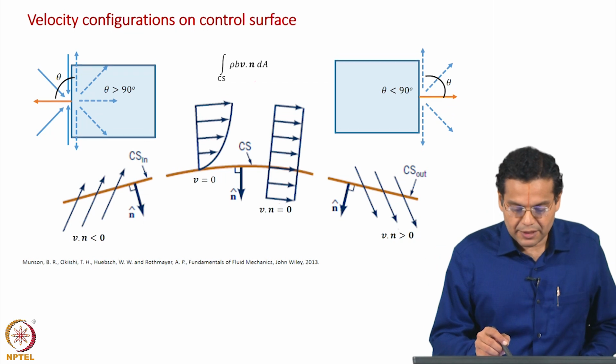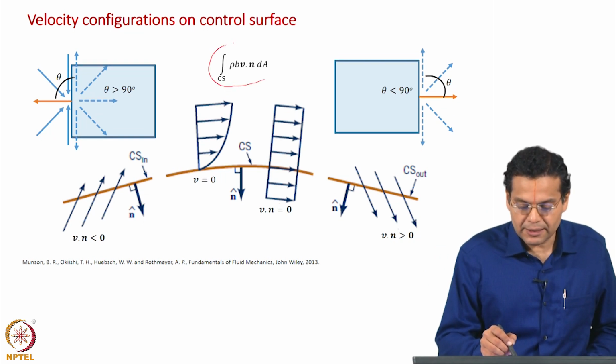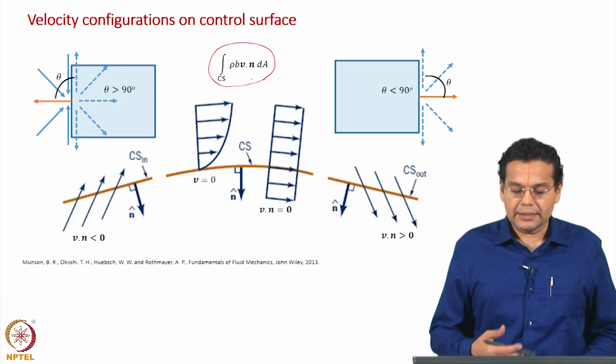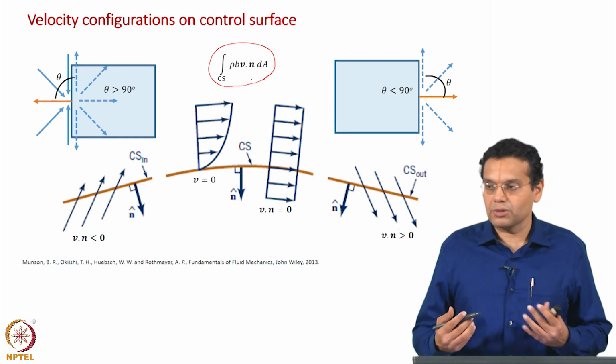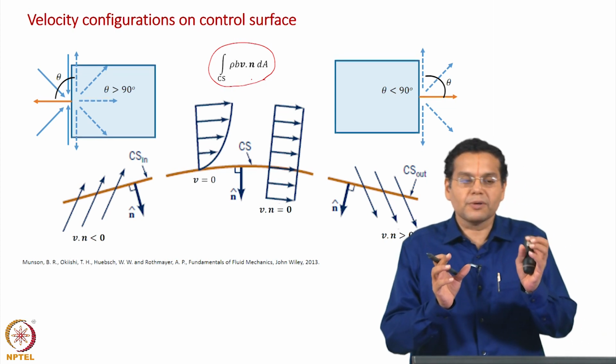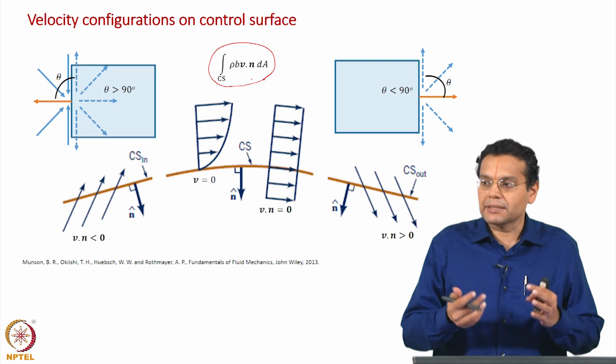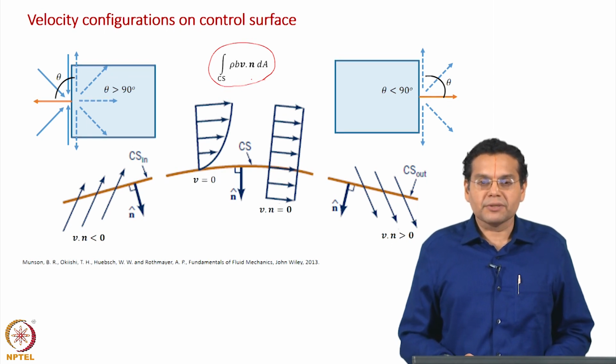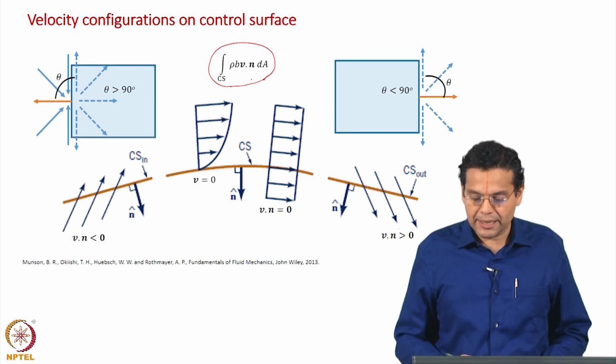So, we will see how this expression, rho b v dot n dA integrated over the control surface, automatically takes care of inflow and outflow. We had two different terms for inflow and outflow, now we have only one term, but that automatically takes care of outflow and inflow. As earlier, we will start with outflow, which is easier to explain first.